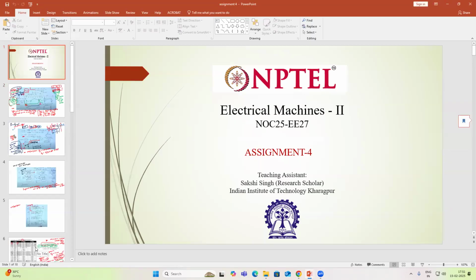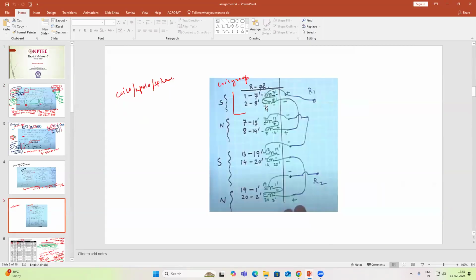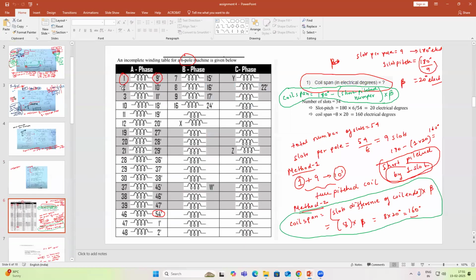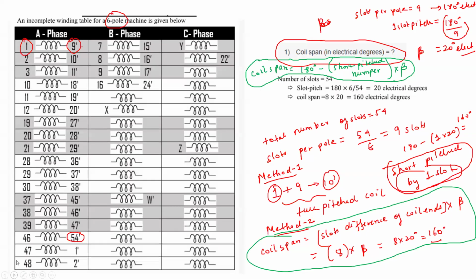We have seen that this is one coil group. One coil group means the total number of coils per pole per phase will give you the total number of coils in one coil group. You can see that here there are 6 poles. So 6 poles mean one. So I'll write it here. Okay. So let us say this is south pole, north, south, north, south, north.